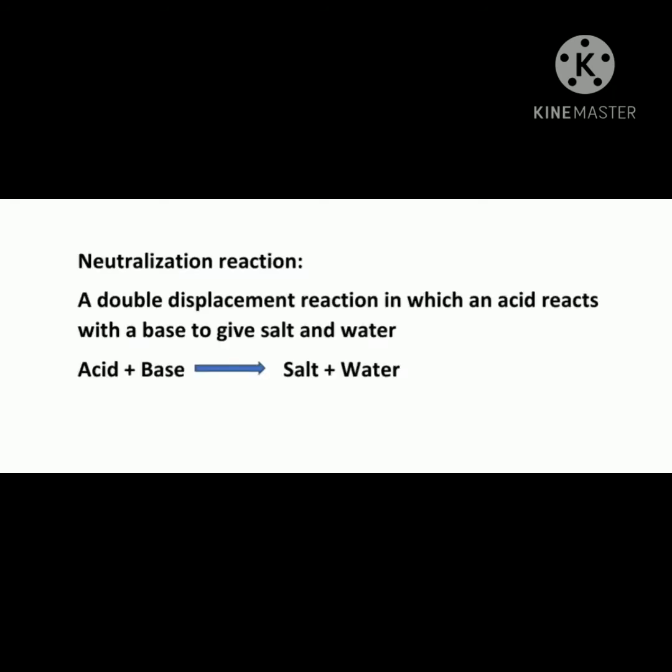The next type of double displacement reaction is known as a neutralization reaction. It always takes place between an acid and a base. Whenever an acid reacts with a base, always salt and water is produced. Hence, it is known as a neutralization reaction, but it follows the same general formula of the double displacement reaction.